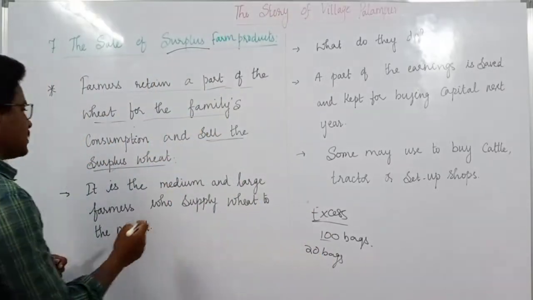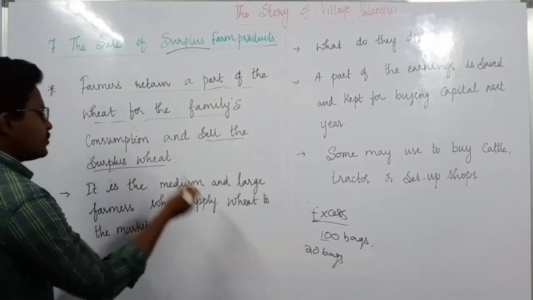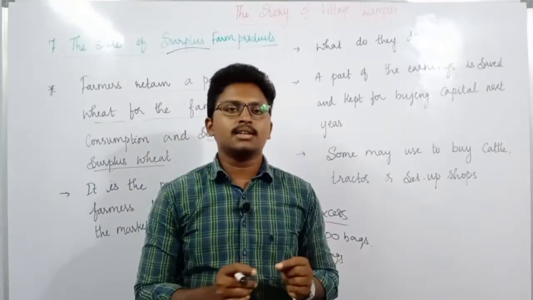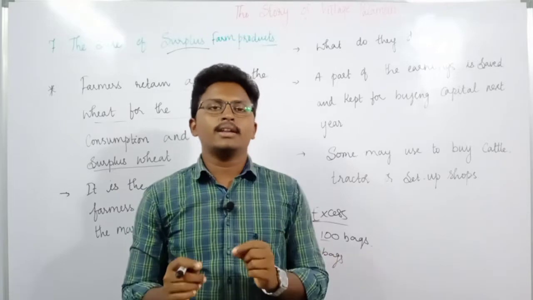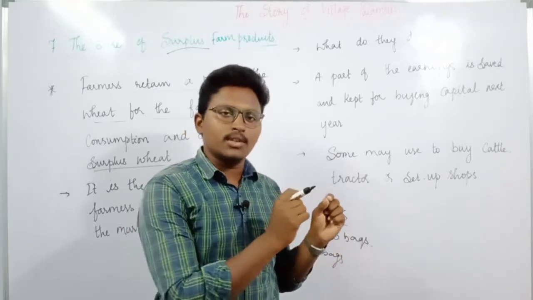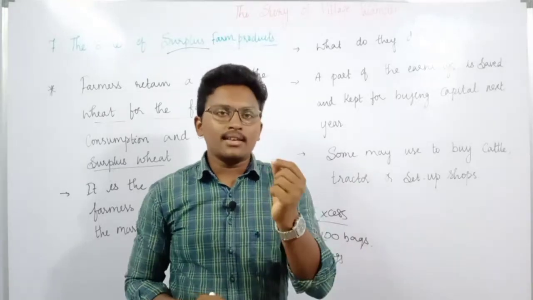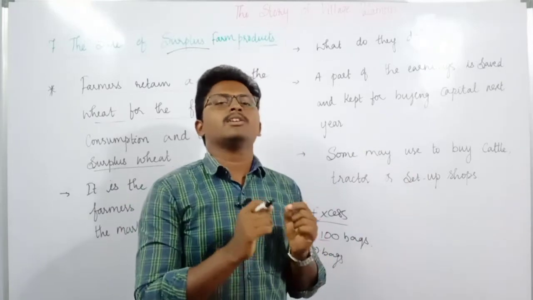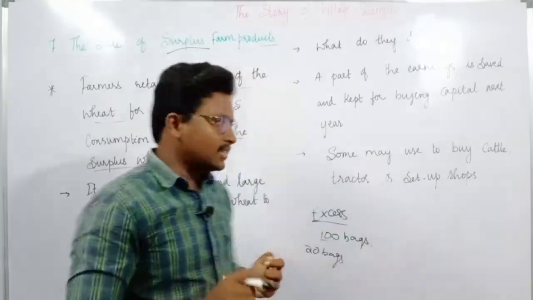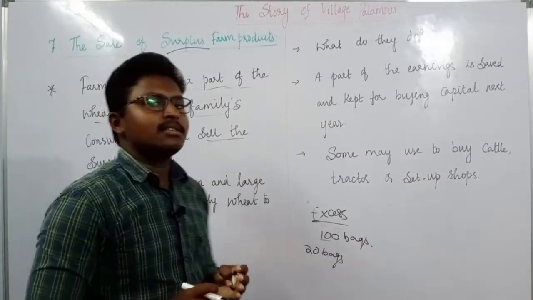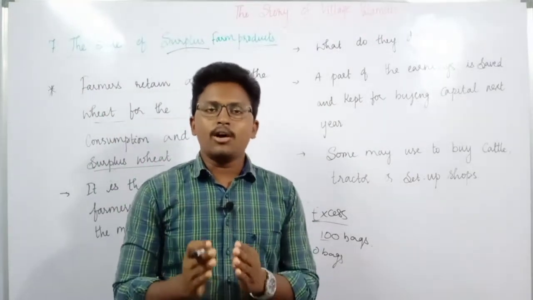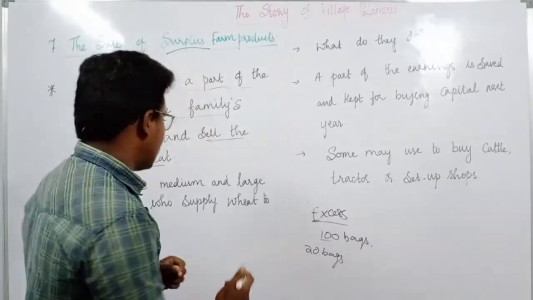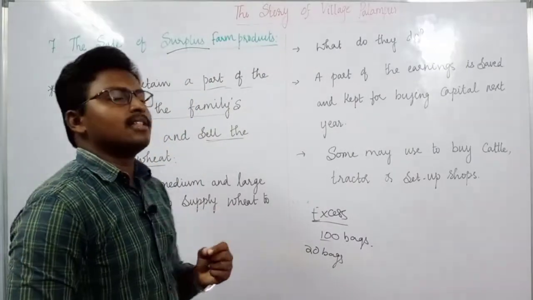But here if you see, it is the medium and large farmers who supply wheat to the market. Why? Because small farmers already produce very little. They have to keep most of the grains for their family's consumption, and the surplus will be very, very small, so they may not be ready to sell it in the market. Whereas medium and large farmers produce more, keep a very small amount for the family's consumption, and supply the remaining grains to the market and sell them.